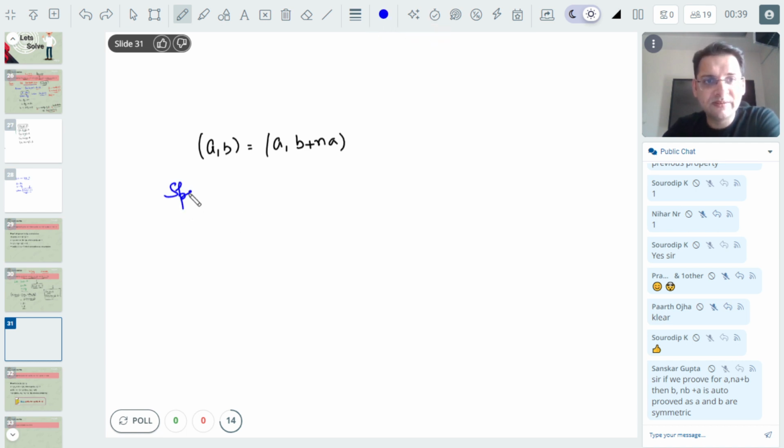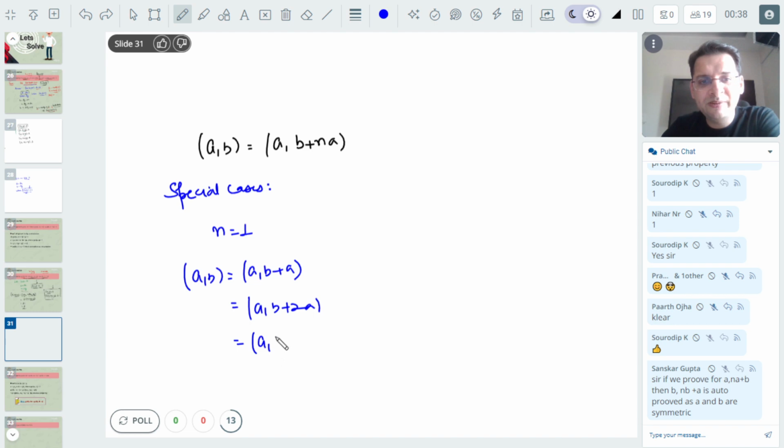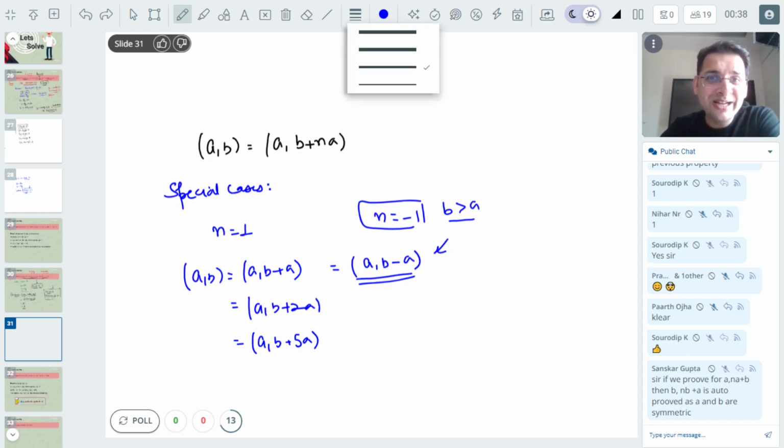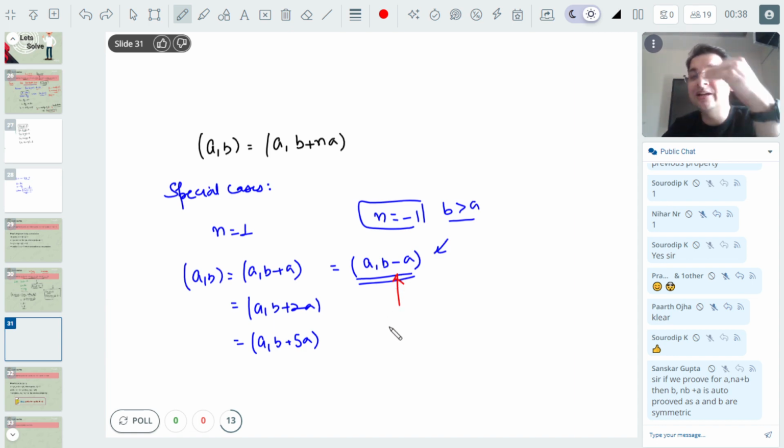Special cases. If I put n as 1, GCD of a, b is the same as GCD of a, b plus a. It's the same as GCD of a, b plus 2a, a, b plus any number, 5a. If I put n as minus 1, assuming b is greater than a, this is also the same as GCD of a, comma b minus a. So what is this property doing? This property is lowering down the numbers.